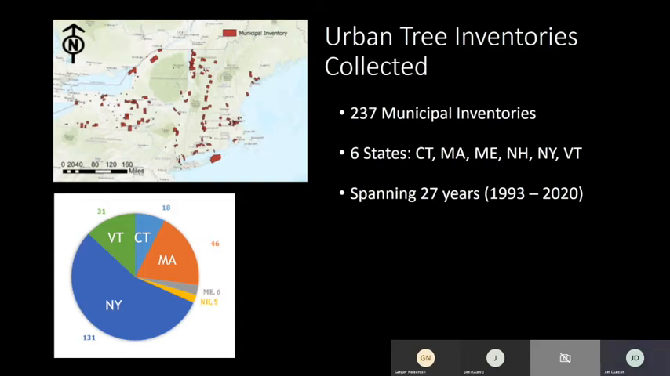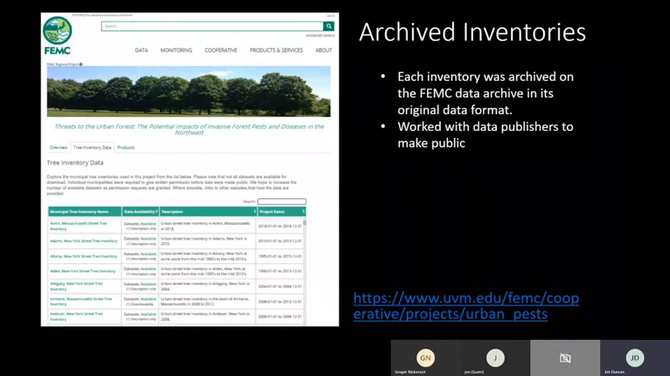So once we got our hands on all the data, and these are places where we did at least get some summary or raw data from, we then archived these inventories. The URL is shown below, and I think it was sent out in the webinar announcement as well. But we took each inventory and archived it on the FEMC in its original format. So however it came to us, we put it up on the archive. We also spent a fair bit of time working with the publishers to make it public. Some people just had never been asked. Some people used to say no, and now they're saying yes to making it available.